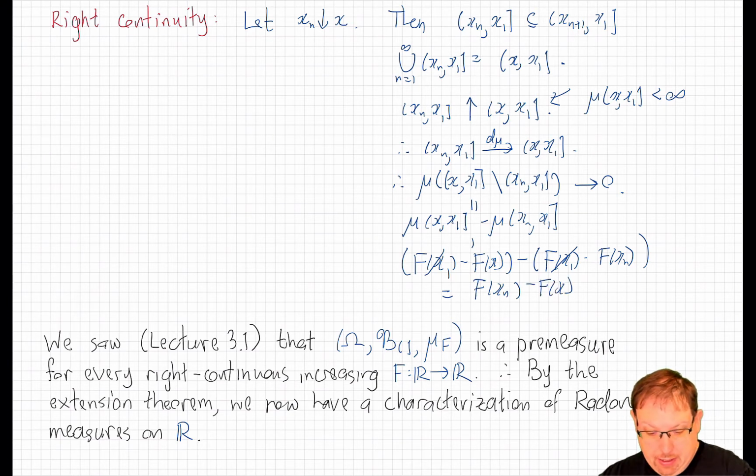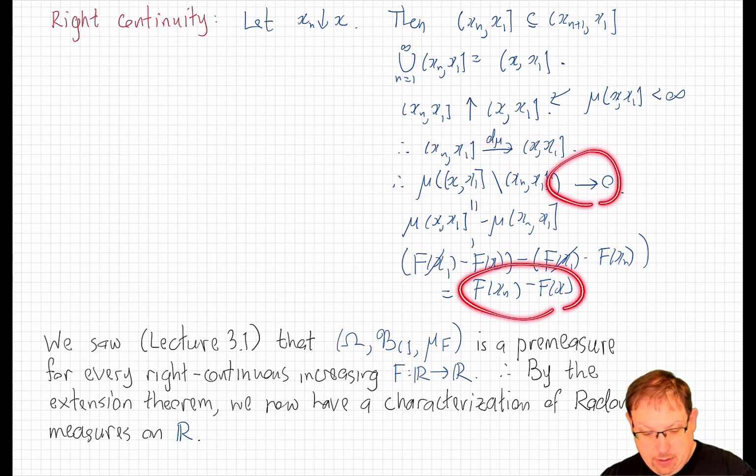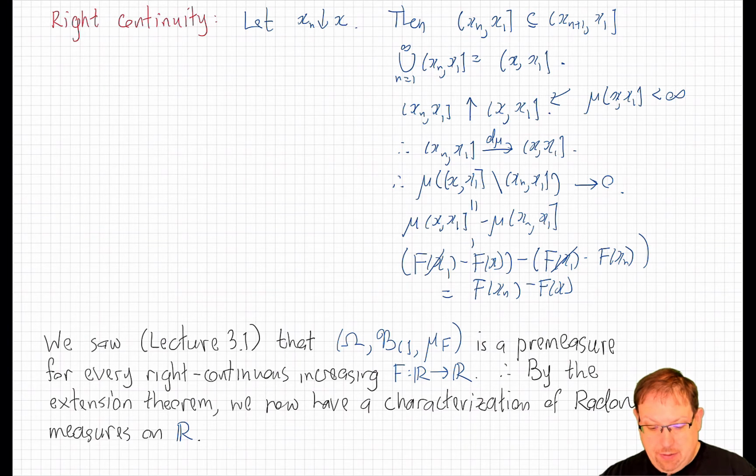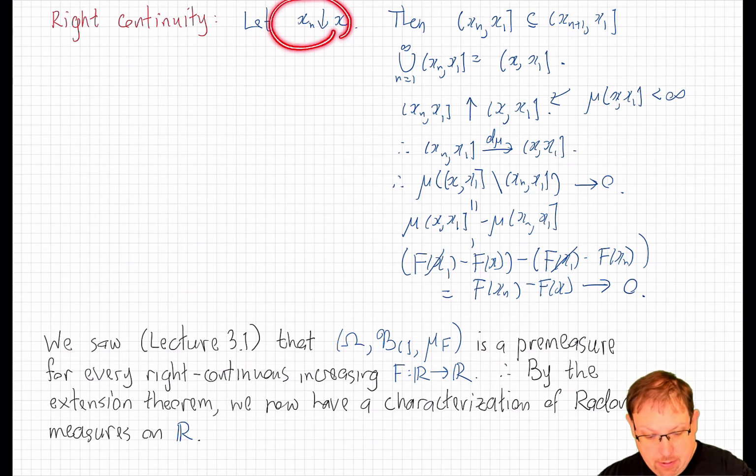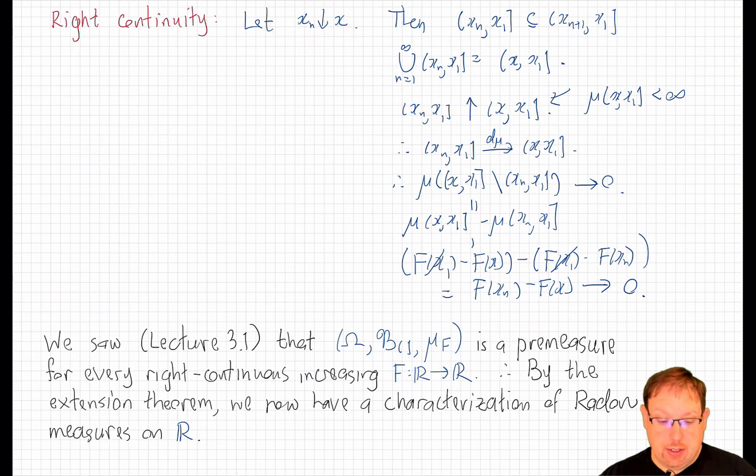And combining that with that shows that f at xn converges to f at x, which is precisely the statement, because of that decreasing sequence, that f is a right continuous function. And that concludes the proof, in this case, that the measure was finite.